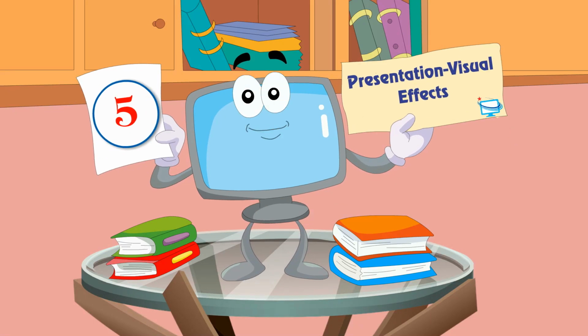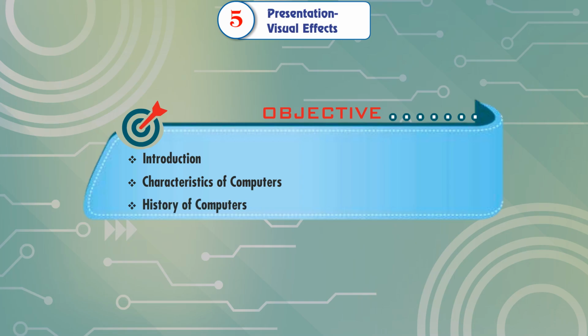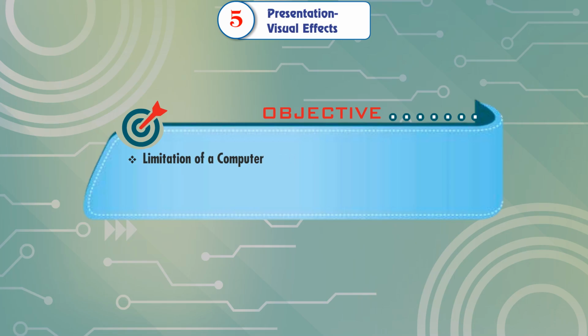Chapter 5. Presentation Visual Effects. Objective. Introduction. Characteristics of computers. History of computers. Limitation of computers. Generations of computers.